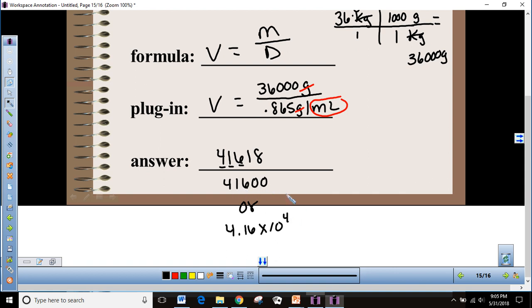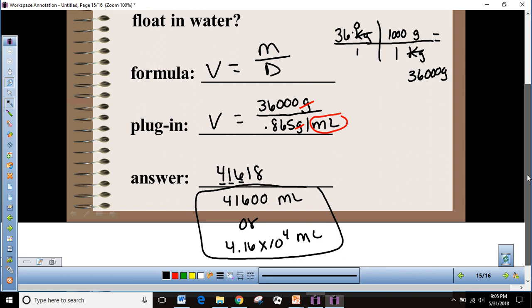Which one do I prefer? I really do not care. My brain likes both. Your brain might not like both, but my brain does like both. When I want it in scientific notation, if it has more than 4 zeros, I don't want to count all those zeros. Okay, notice that. Will it sink or float?